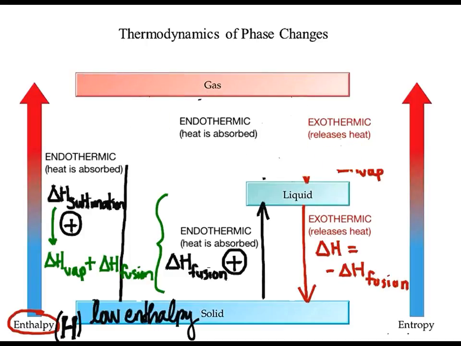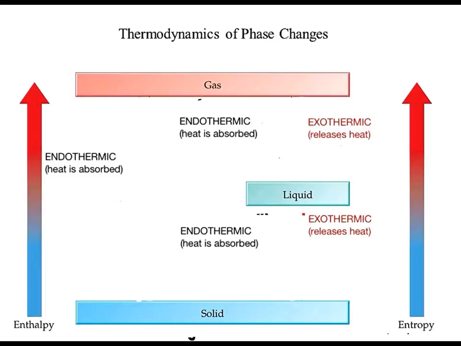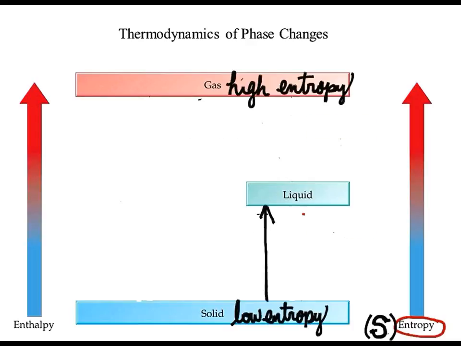Now we're going to erase all this stuff about enthalpy, because I also want to talk about entropy, which is also in this figure. Entropy is the arrow on the right-hand side, and remember, entropy is abbreviated with a capital S. The solid phase has low entropy because those particles are well ordered, and the gas phase has high entropy because those particles move around randomly. Converting the solid into a liquid, because we're going from low entropy to moderate entropy, has a positive sign for delta S.